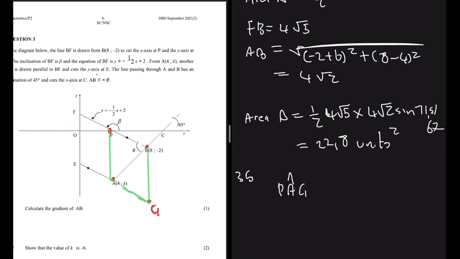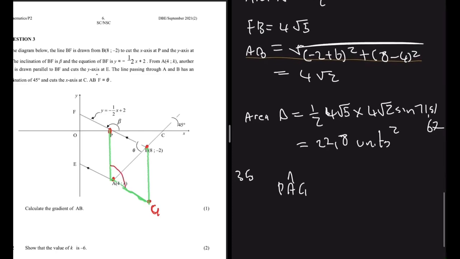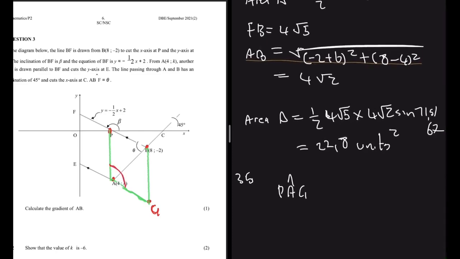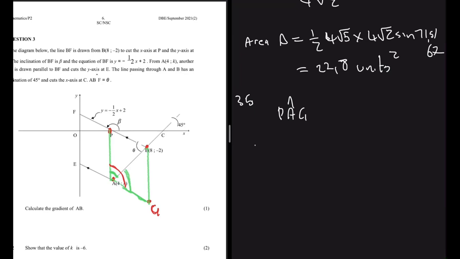So we are looking for PAG. PAG is somewhere here, right? And then PAG is made up of BAG, which is this angle here, and PAC or PAB, which is the angle here, right? So if we break that angle into two, we can find it using BAG and PAC. So let's pay our attention to BAG first. So angle BAG, this angle here, that's what we're interested in for now.